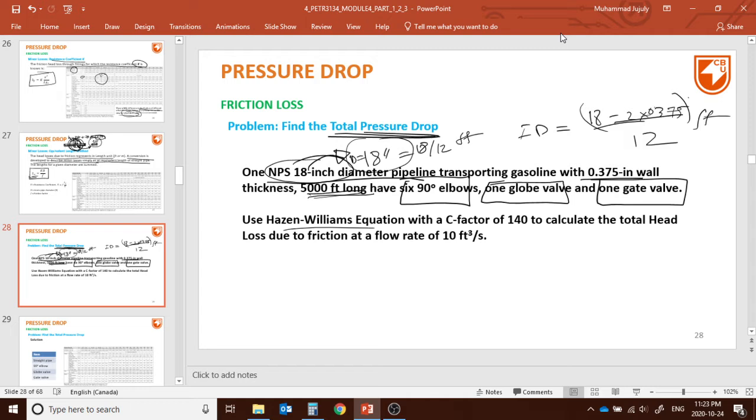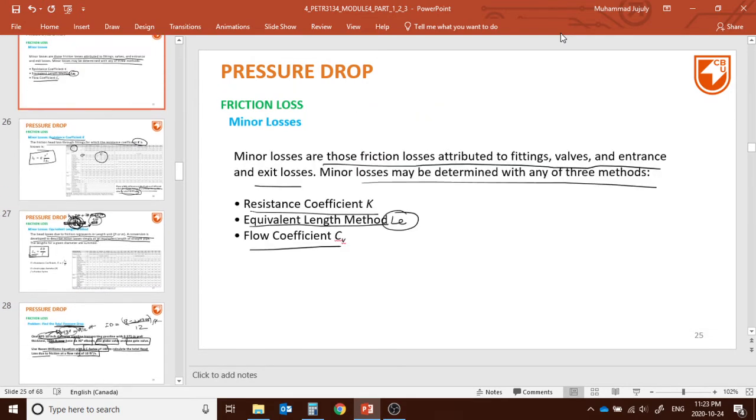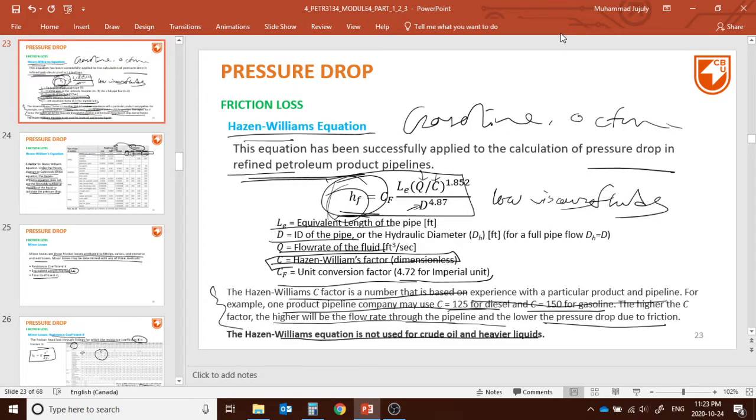Use the Hazen-Williams equation with a C factor of 140 to calculate the total head loss due to friction, and the flow rate is 10 cubic feet per second. Okay, so now let's calculate. We know the Hazen-Williams equation. This is the Hazen-Williams equation, right?